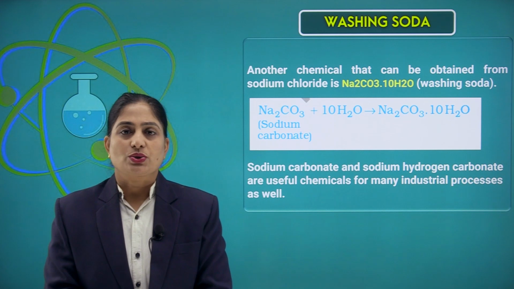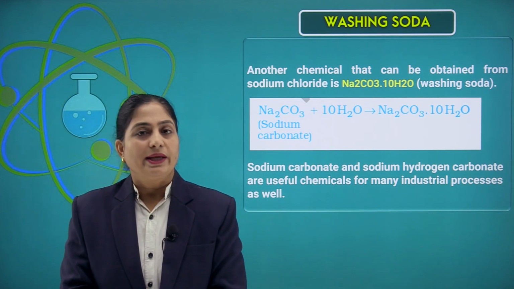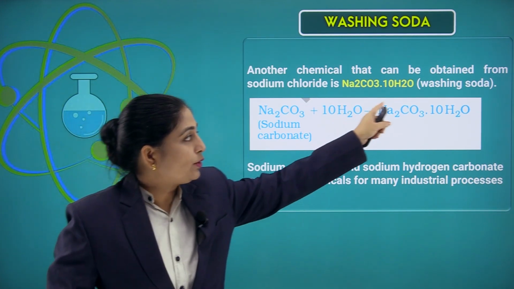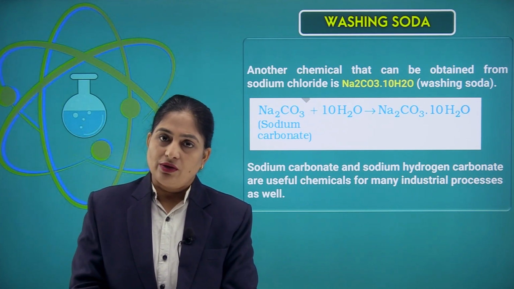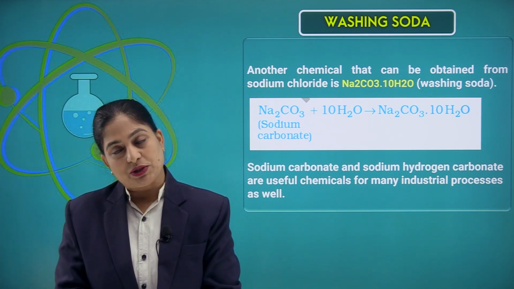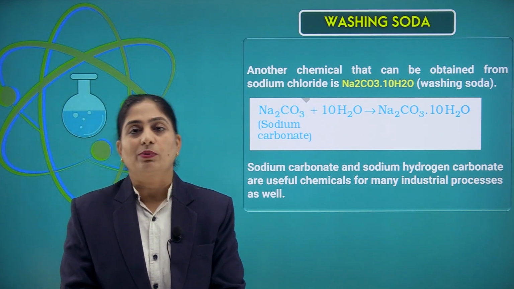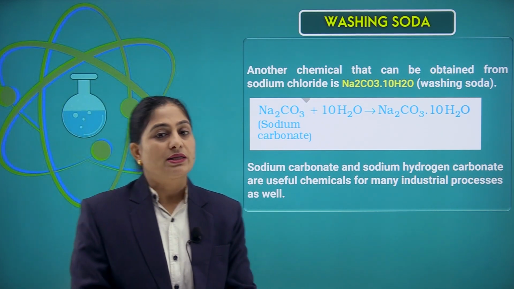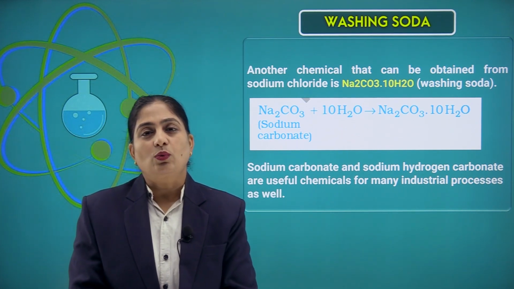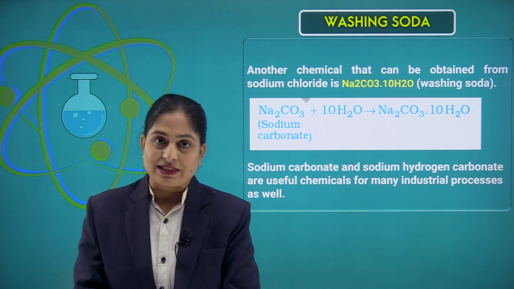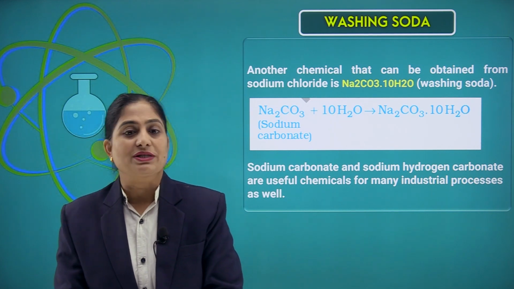Next we have washing soda. When we talk about washing soda, its formula is Na2CO3.10H2O, which we call sodium carbonate decahydrate. Its common name is washing soda, chemical name is sodium carbonate decahydrate, and formula is Na2CO3.10H2O. So here 10 water molecules are present in this compound as water of crystallization.